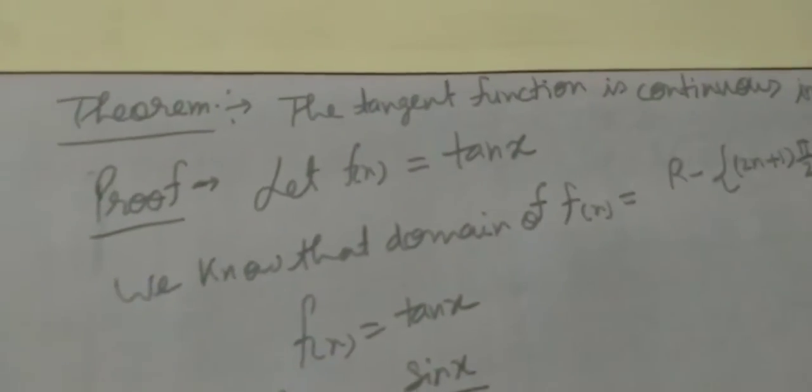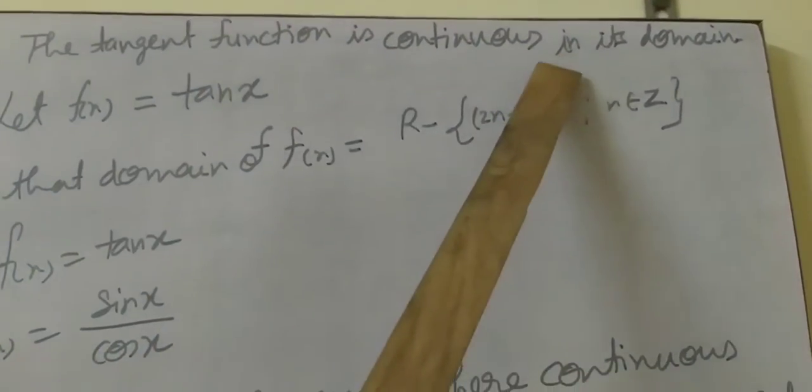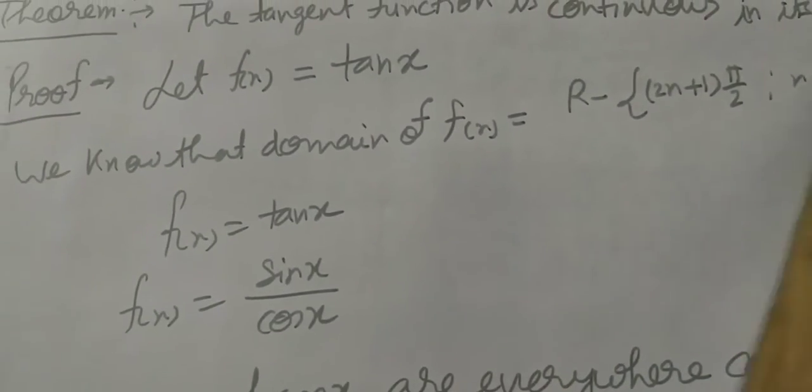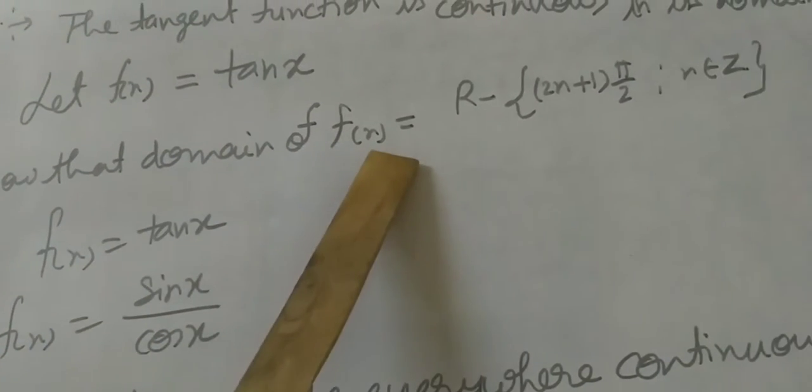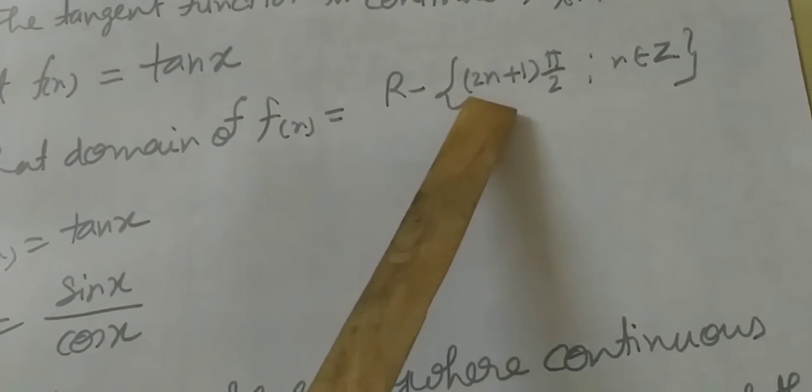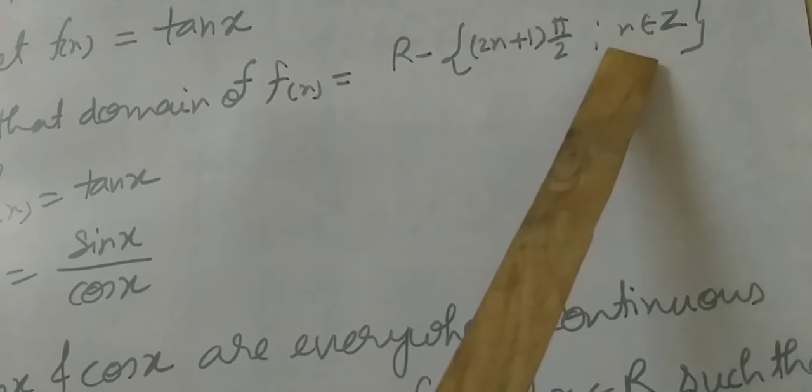Okay students, now the next theorem. The tangent function is continuous in its domain. Let f(x) = tan x. We know that the domain of f(x) is R minus (2n + 1)π/2. This is the domain of tan x, where n belongs to Z.